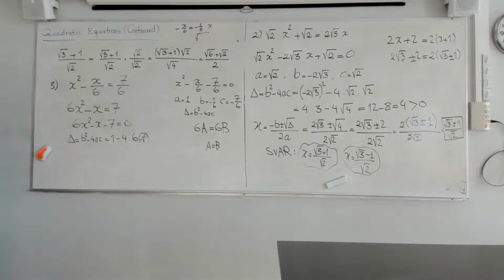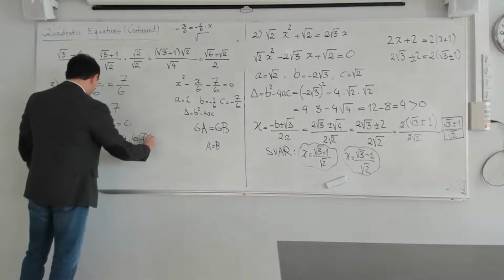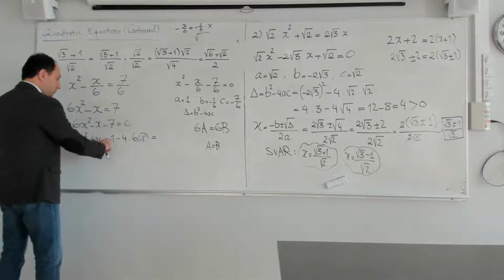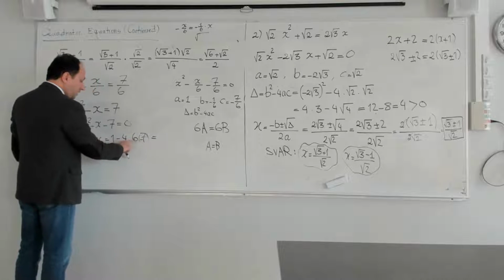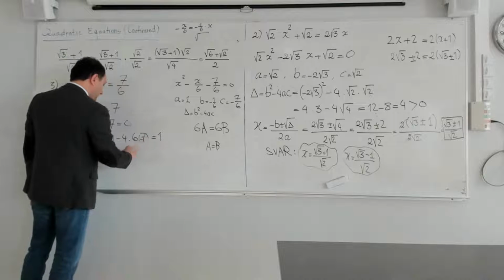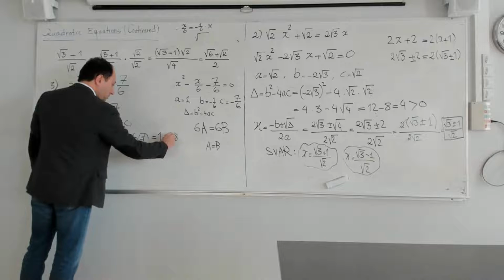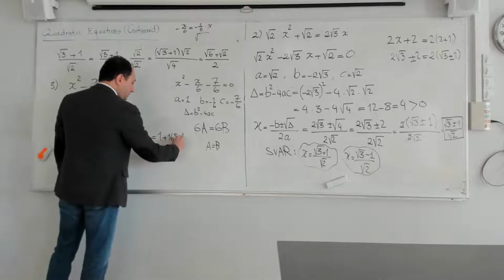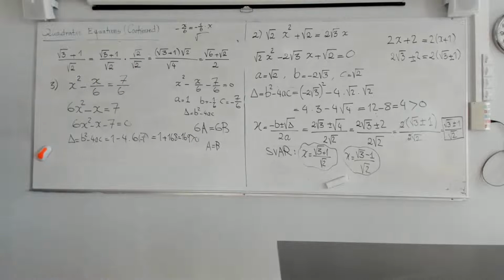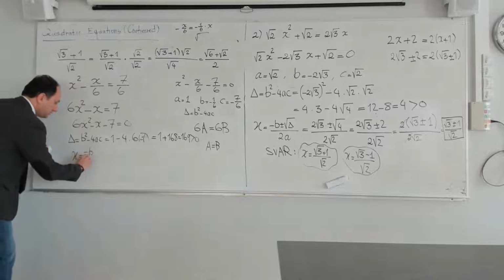Because C is minus 7. And so what happens here? How much is that? So 1 is 1. So 4 times 6 is 24. It's 168. But minus is positive. But then when I add them, it becomes 169, which is positive. And then I start solving this equation by writing the formula.